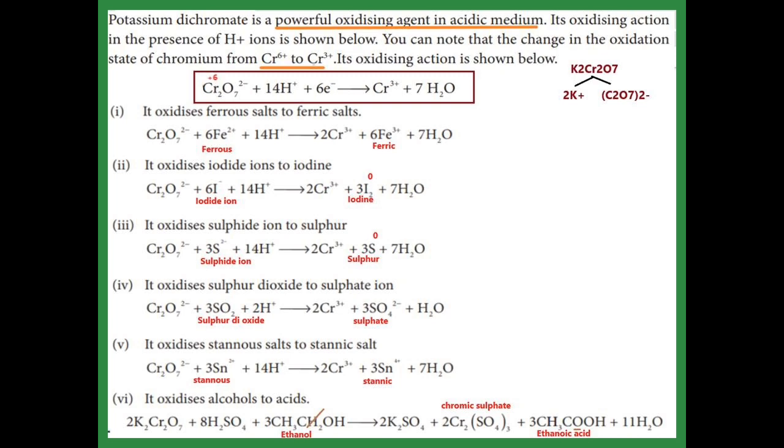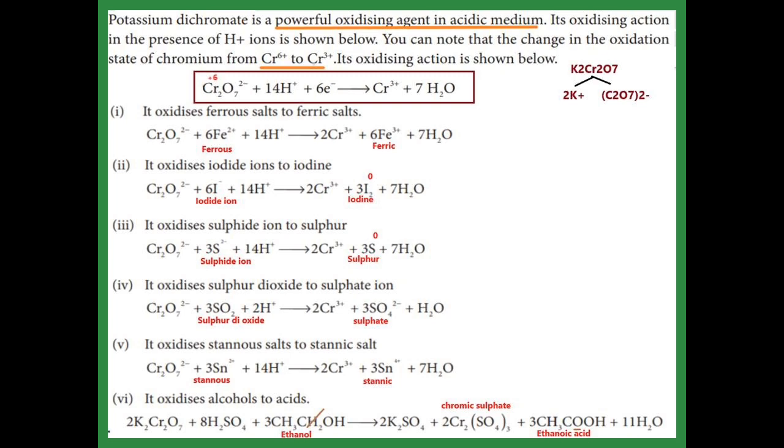The next one, when potassium dichromate in acid medium reacts with the iodide ion containing -1, the iodide is now oxidized to iodine. In iodine the oxidation number is 0. So -1 to 0 means it gets oxidized. The iodide ion gets oxidized. And the same way sulfide. Sulfide means it contains S2-. It is oxidized to sulfur. Sulfur has 0 oxidation number. So -2 to 0 means it gets oxidized.